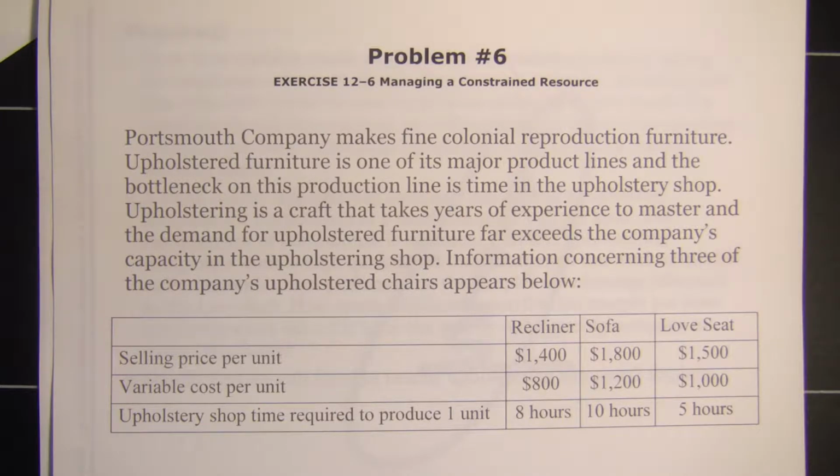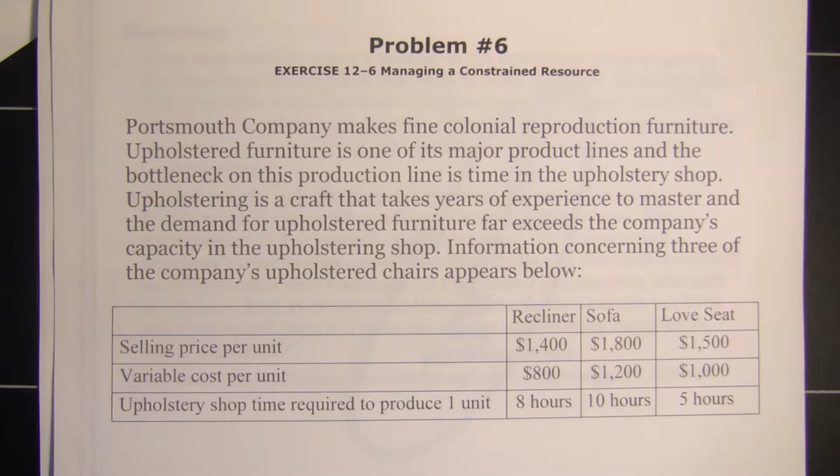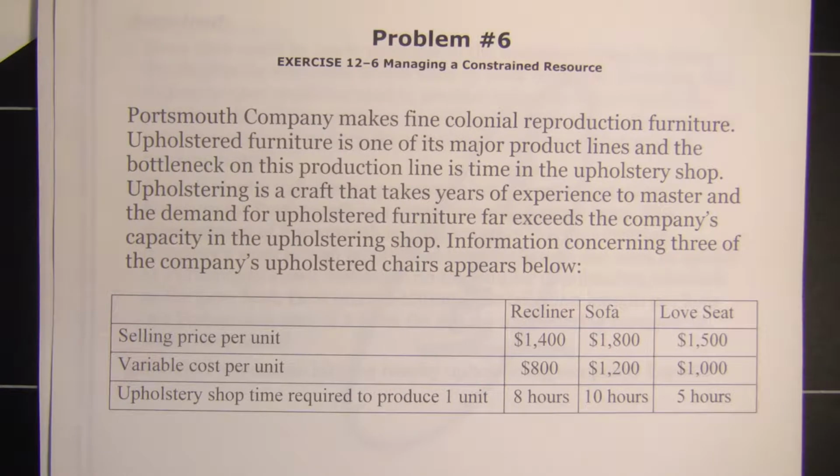Problem 6 on Connect, exercise 12.6 in your text, is another decision-making problem. And again, this problem deals with constraints, as most business problems do. Because if you think about it, most problems in business are choice problems. Are you going to do this or that? Well, they tell us this company makes furniture.